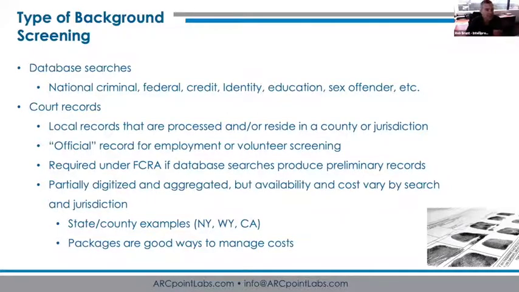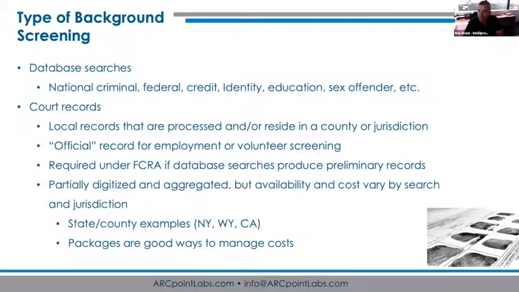Okay. So, required under the FCRA: database searches, if they produce a preliminary record, are kind of like a drug test. If you run an instant test and get a preliminary positive, you want to send it to the laboratory to find out the nanograms in the person's system, a lot more detail. That's the information you take hiring action on. It's the same thing here.